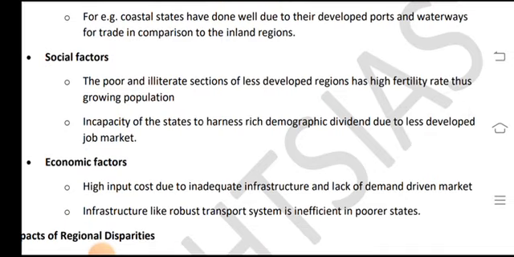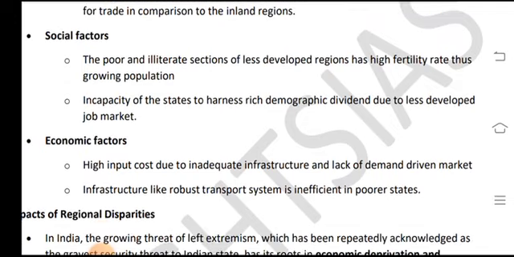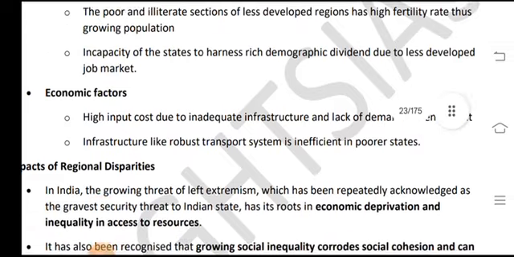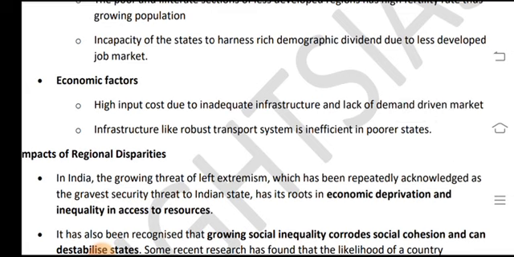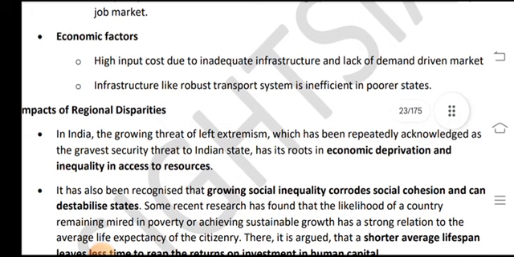Incapacity of the state to harness the rich demographic dividend due to less developed job markets. Economic factors: high input costs due to inadequate infrastructure and lack of a demand-driven market, and infrastructure like robust transport systems is insufficient in the poorest states.